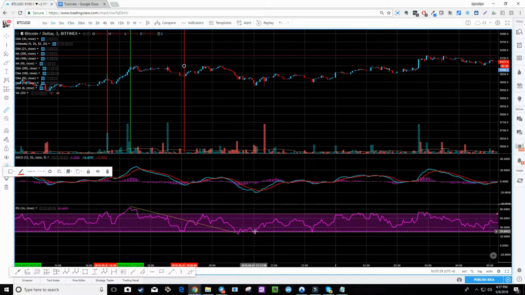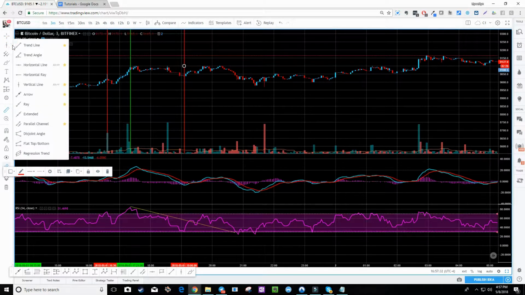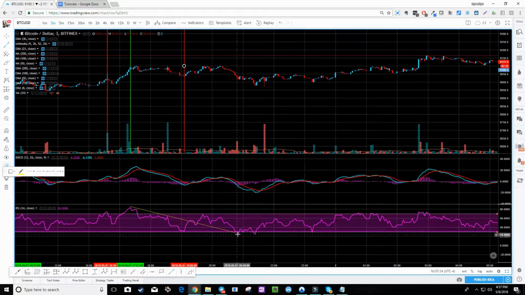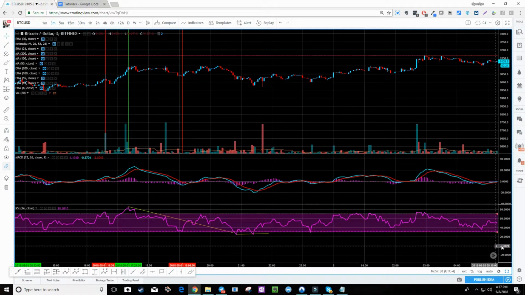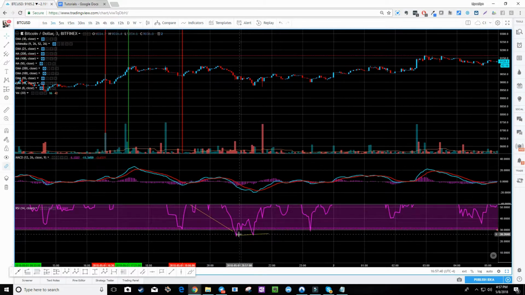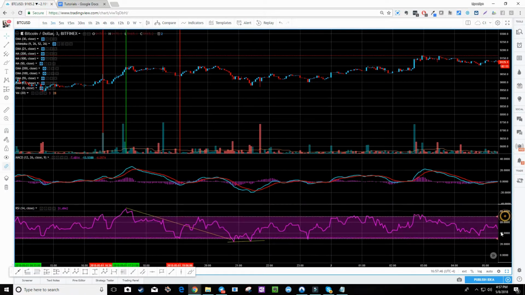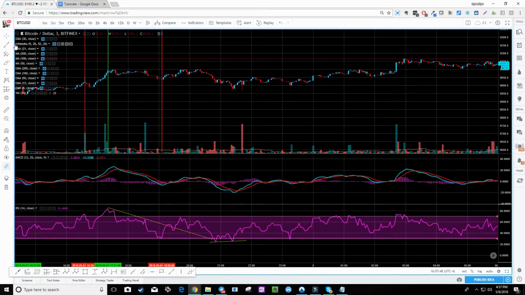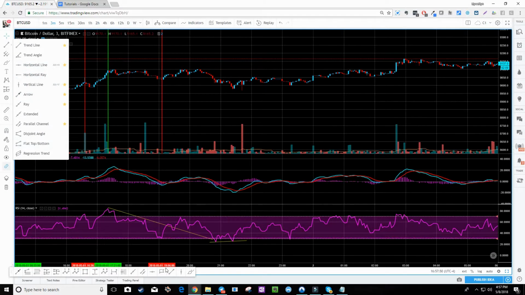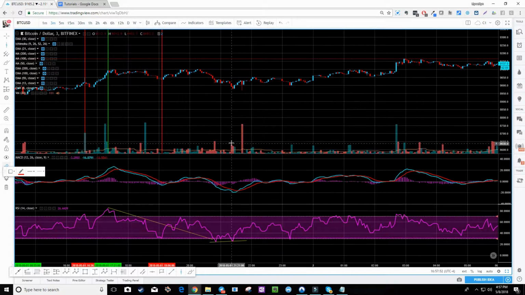For a long position, we see a little bit of bullish divergence there. So that would be another decent signal to open the trade. I always do that on the second spike, so we'd open a long position there.